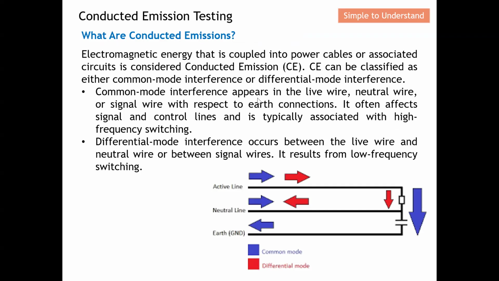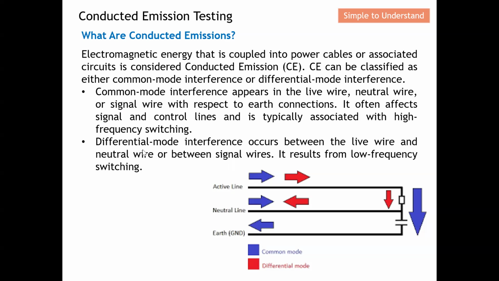Common mode interference actually appears in the live wire. For example, over here you can see the common mode in blue. So basically it can appear in the live or the neutral. As you can see from here, it can appear at the live wire, neutral wire, or maybe also the signal wire, with respect to earth connection. Which means that the noise over here, for example the live, with respect to the earth. Let's say if you have a signaling cable, the noise at the signaling cable with respect to the earth, all these are called common mode interference. It often affects signal and control lines and is typically associated with high frequency switching.